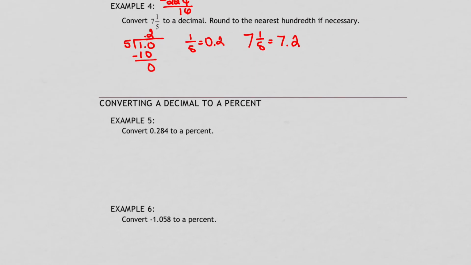Next, we're converting a decimal to a percent. 0.284. So the way we do this is to change it to a percent, we multiply by 100. So 0.284 times 100%, you can put that in your calculator if you like, is 28.4, and don't forget your percent now. Another way you can look at it is if you're changing from a decimal to a percent, you move the decimal 2 places to the right and get 28.4.